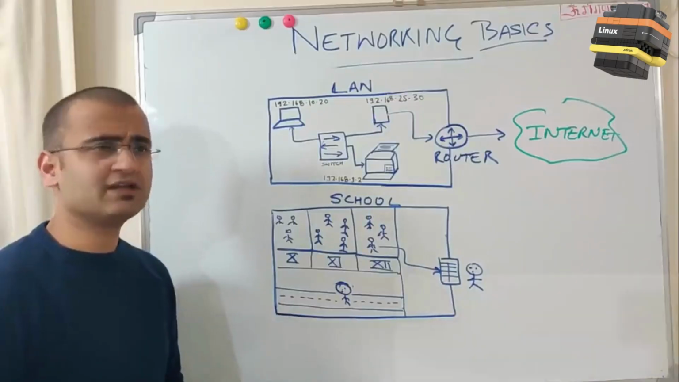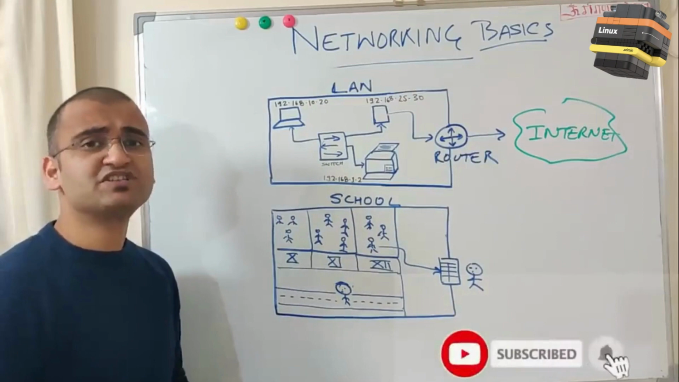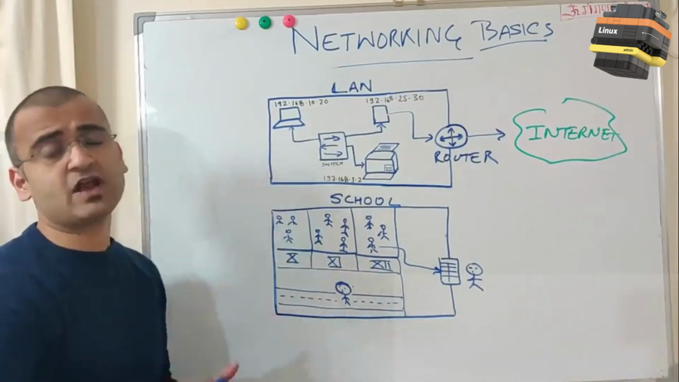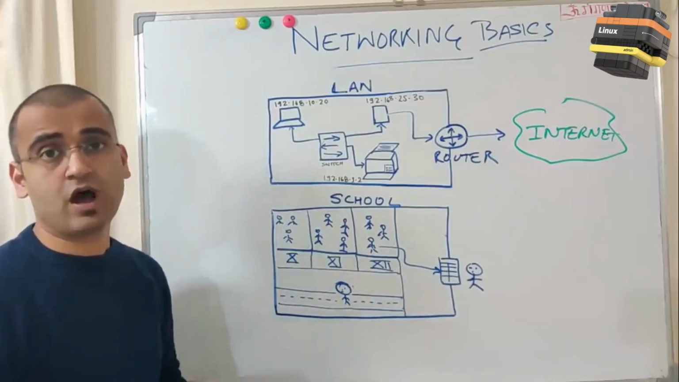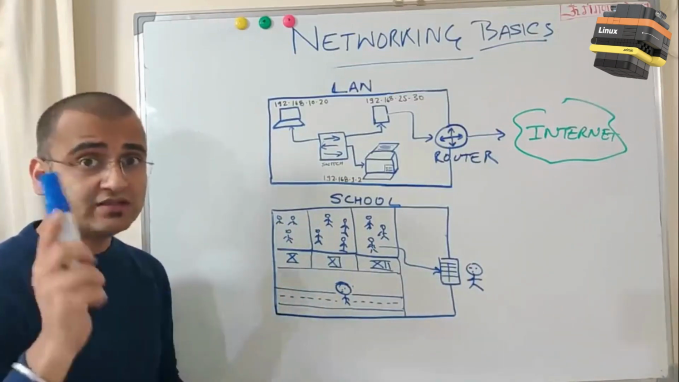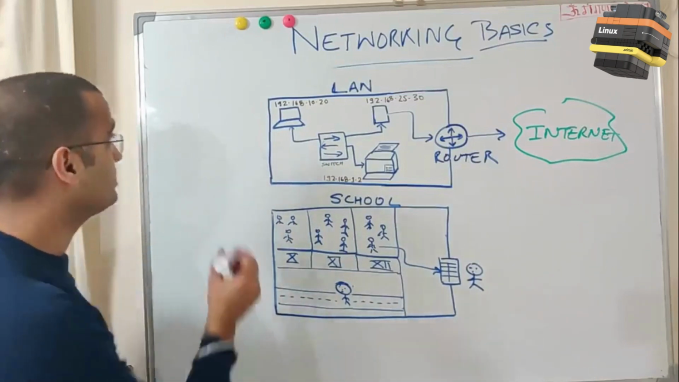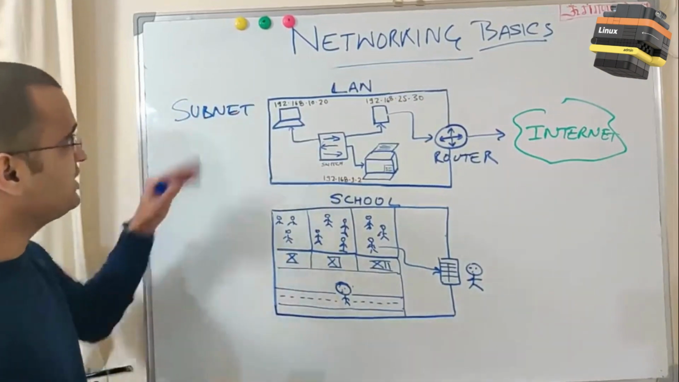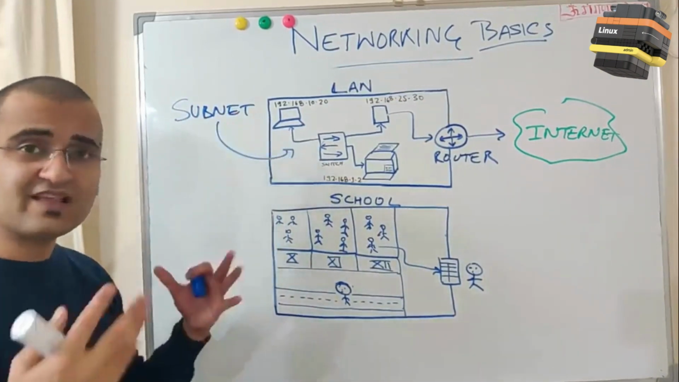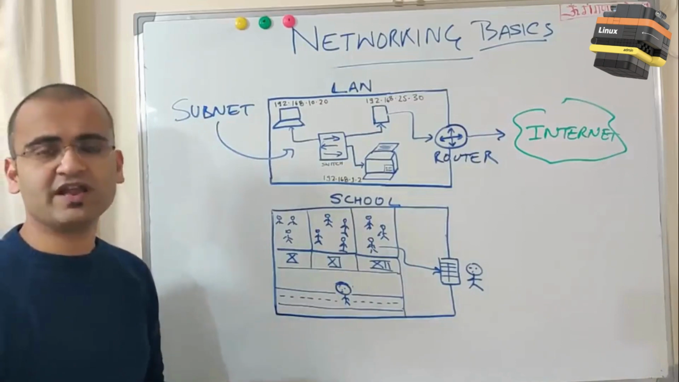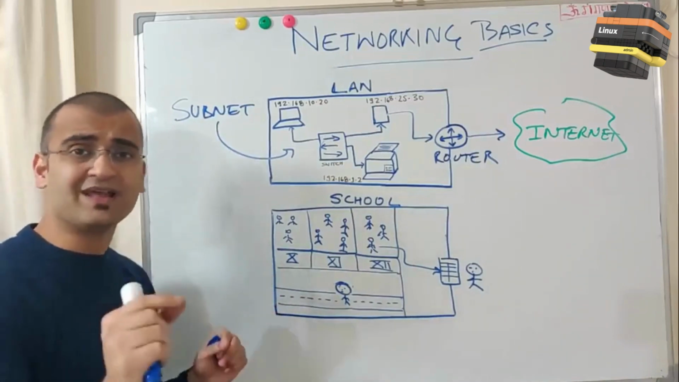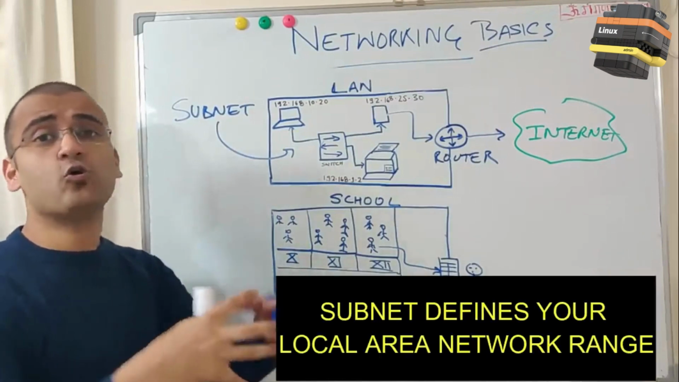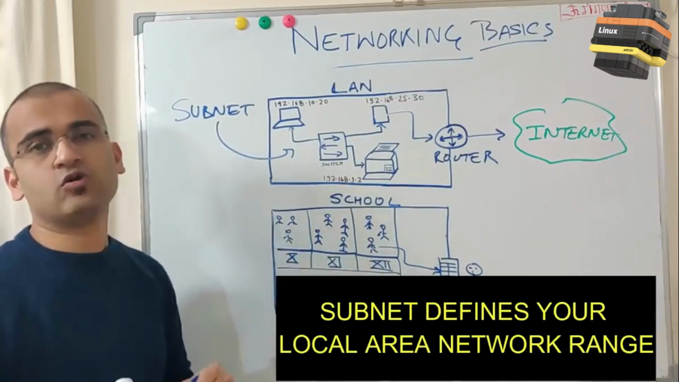But the question arises, how would a machine know whether another machine sits within the local area network or is sitting somewhere outside the main local network? How can a machine understand that? That can be done through yet another concept called a subnet. A subnet is a subnetwork which sits within the local area network, and it is not an IP address. It might look like an IP address, but it is not. It is a set of flags which defines the overall range of a local area network.